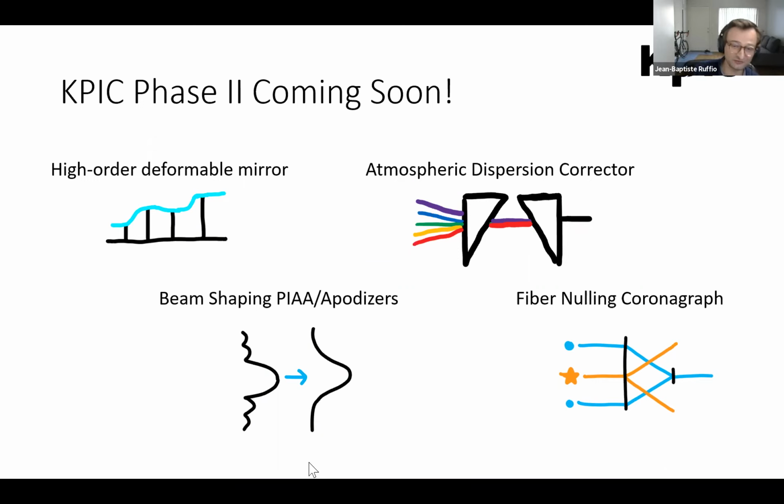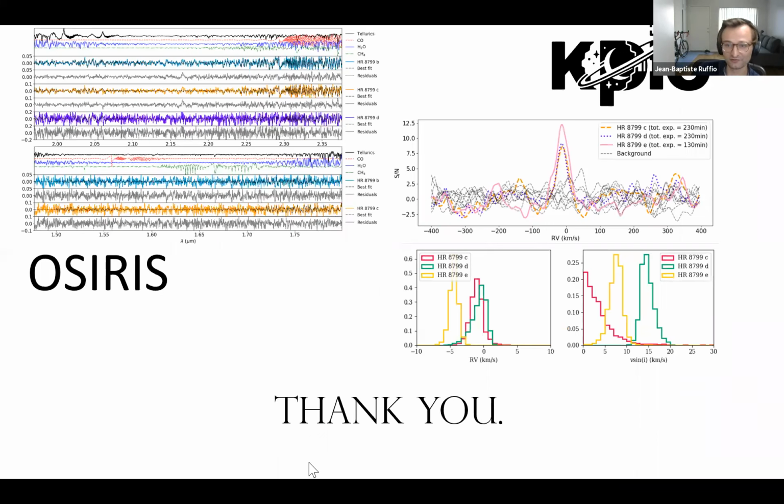But KPIC phase 2 is going to come soon. It's going to involve a new DM to do spectral modeling at the location of the fiber, better throughput with an atmospheric dispersion corrector and beam shaping optics, and also an experimental mode to not only do characterization, but detection of planets at half lambda over D. Sorry for running over, and that was it. Thank you.